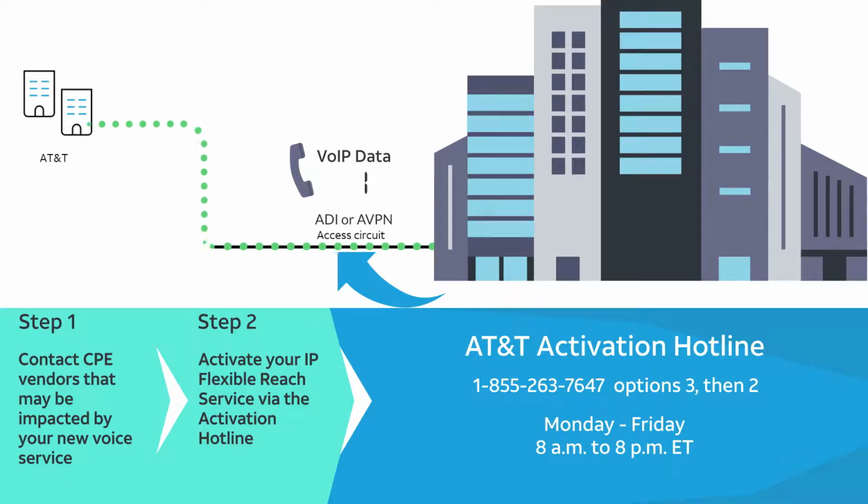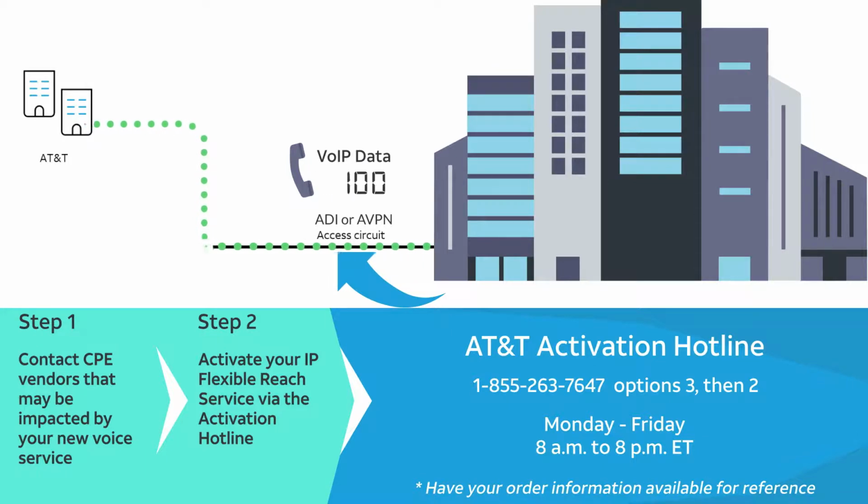Once your transport circuit has been installed and is available for use, contact the AT&T Activation Hotline, and follow the options to turn up your IP Flexible Reach service. Agents are available 8 a.m. to 8 p.m. Eastern Standard Time, Monday through Friday. Make sure to have your order information available for reference. The remote AT&T engineer will work with your vendor and activate your service.